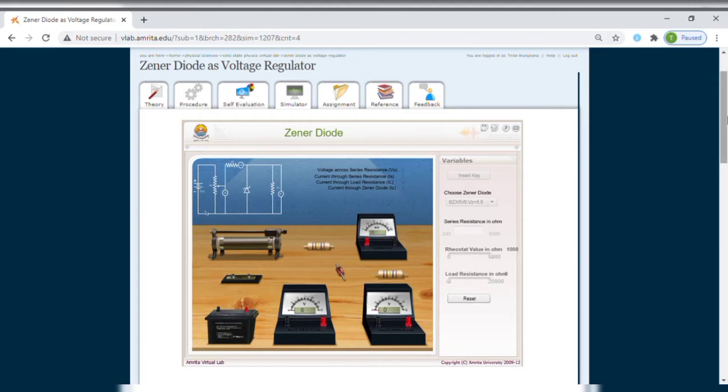Okay, to start the simulator, remember to always read the procedure, because if you read the procedure, you know what to do and what not to do. And first, in the beginning, we're going to connect the node over here.